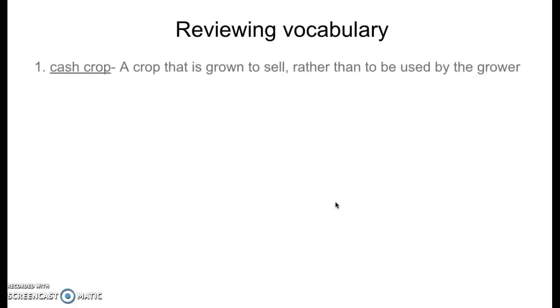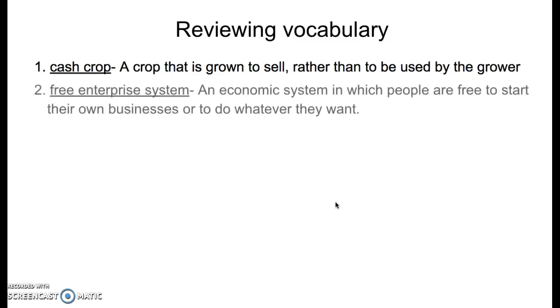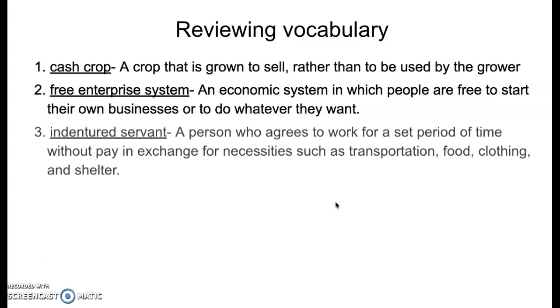Very quickly reviewing vocabulary, cash crops are grown to sell rather than to be used just by the grower, and you labeled a number of those last week on the 13 colonies chart. The free enterprise system, which we'll be focusing on primarily today, is an economic system in which people are free to start their own businesses or do whatever they want. An indentured servant is a person who agrees to work for a set period of time without pay in exchange for necessities such as transportation, food, clothing, and shelter.